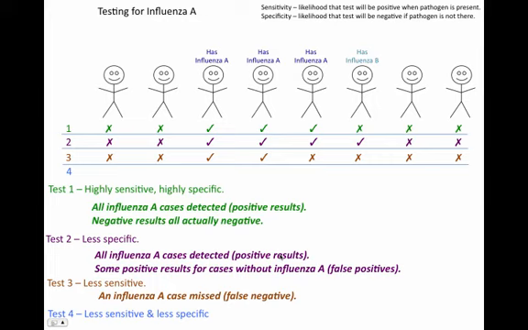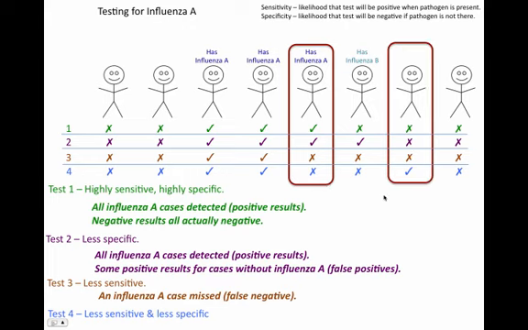And of course, our worst test would be both less sensitive and less specific. And in our example here, again, we've got a couple of the cases of influenza A correctly identified, but here we have somebody who has influenza A getting a negative result, and somebody who is not infected scoring positive. So we've got both false positives and false negatives.